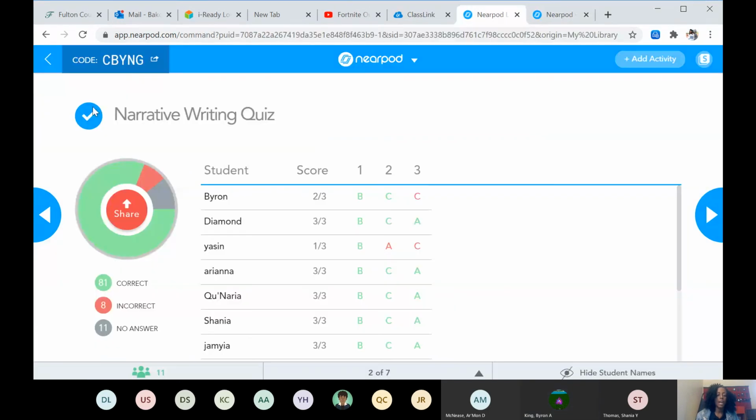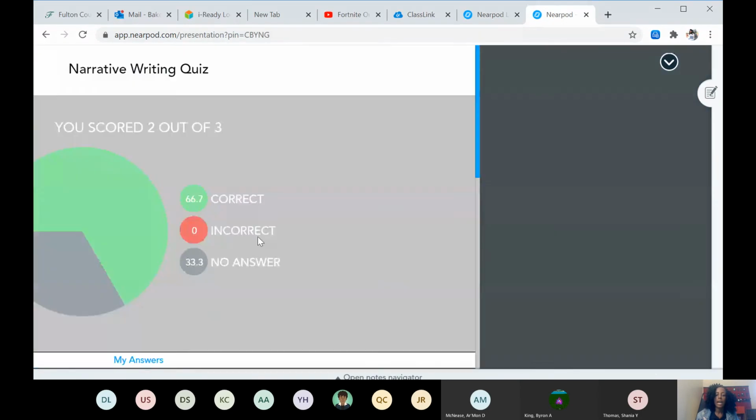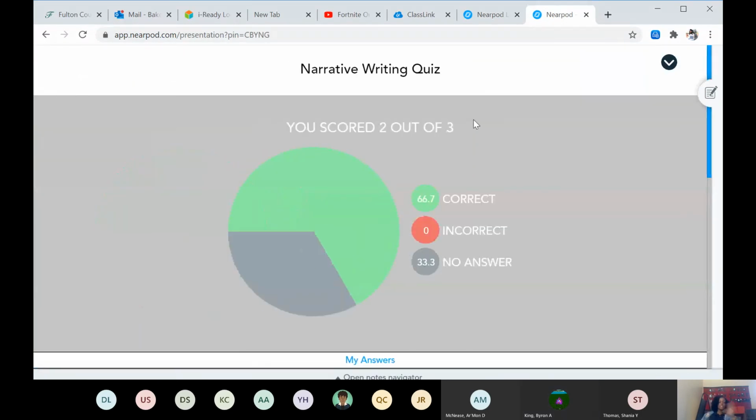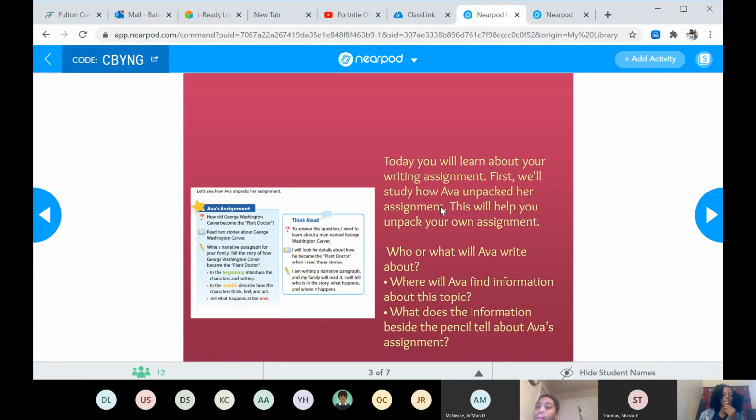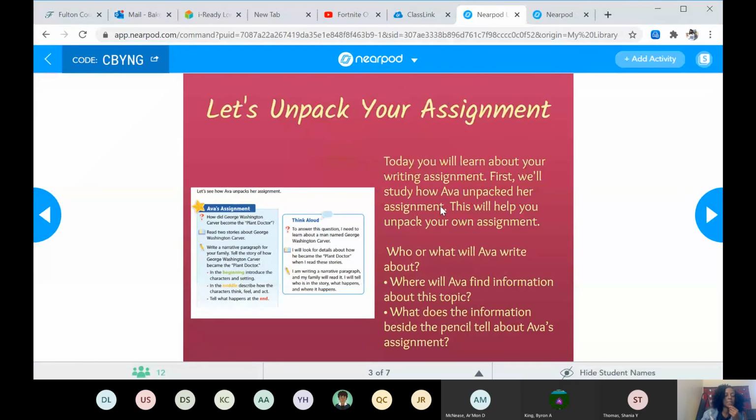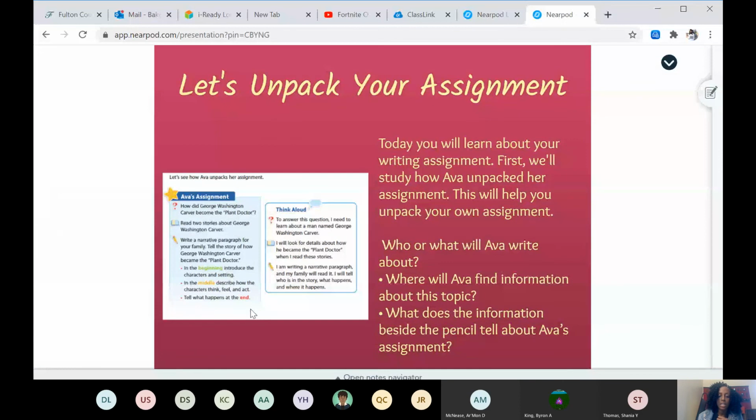All right, so now I'll share out what we got. Okay, we got about 66% correct. Okay, that's not bad. That's not bad at all. We're gonna keep it moving and we're gonna make sure that we're practicing knowing what our beginning, middle, and end looks like. So right now, make sure that you are viewing my screen so that we're going to walk through some of this.